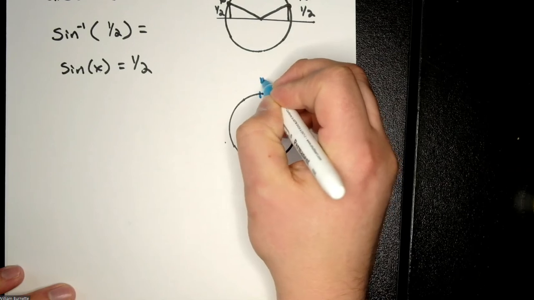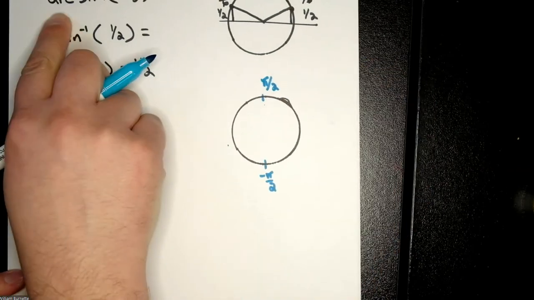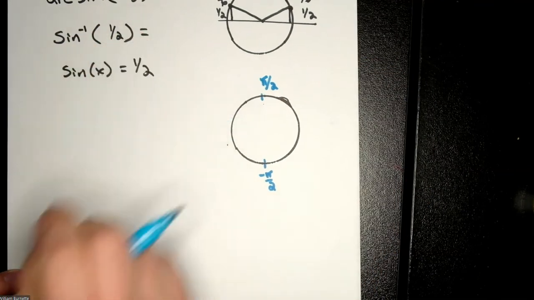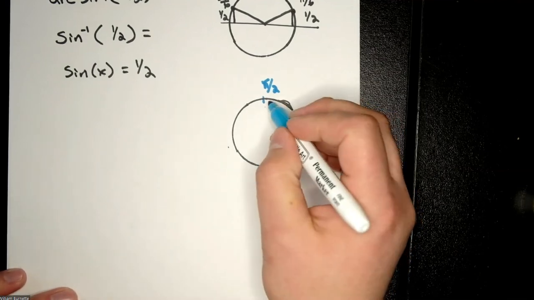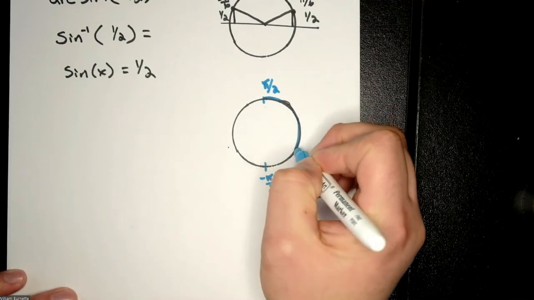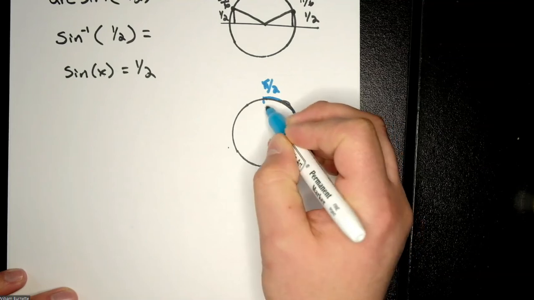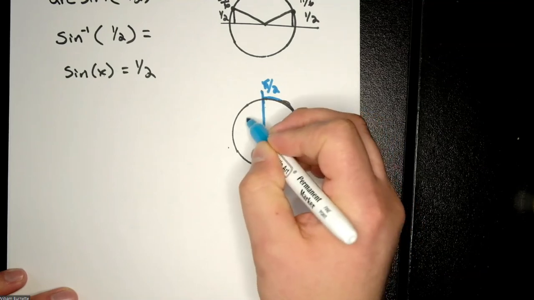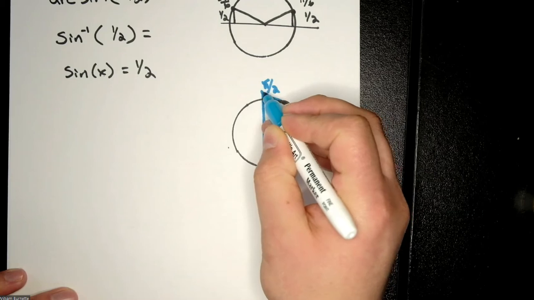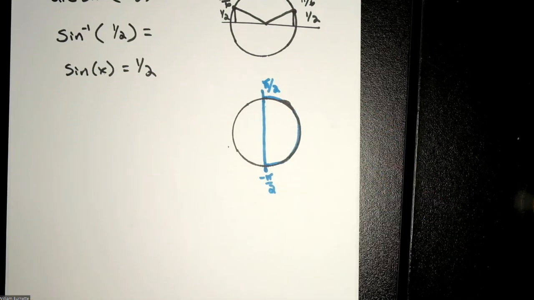And pi over 2 is right here. So when I'm asking for arc sine or sine inverse, however you want to write it out, I'm looking for values just on this right half of the circle, from negative pi over 2 to pi over 2. Nothing, no angle bigger than pi over 2 and no angle less than negative pi over 2.